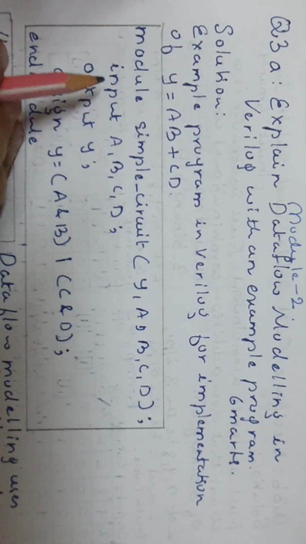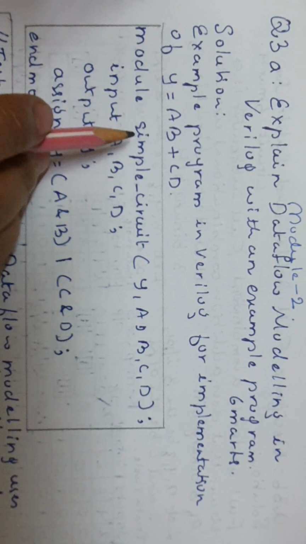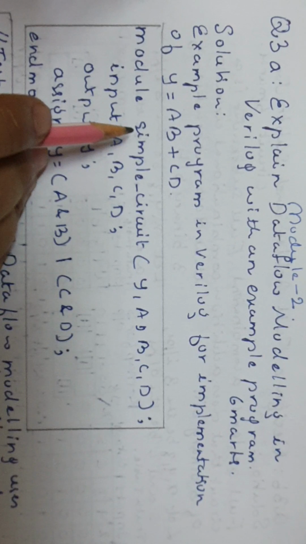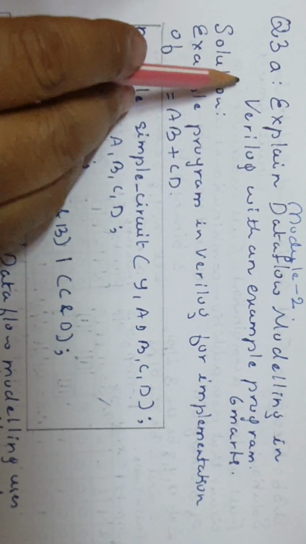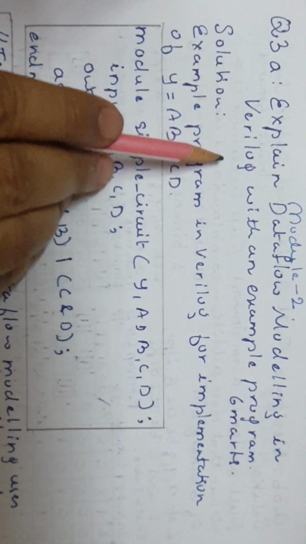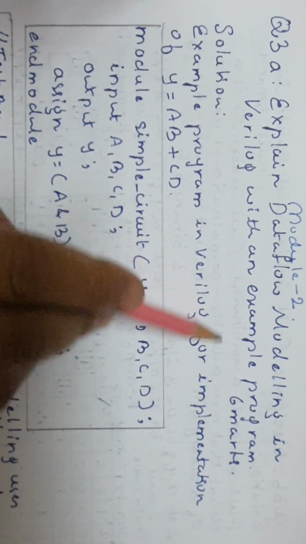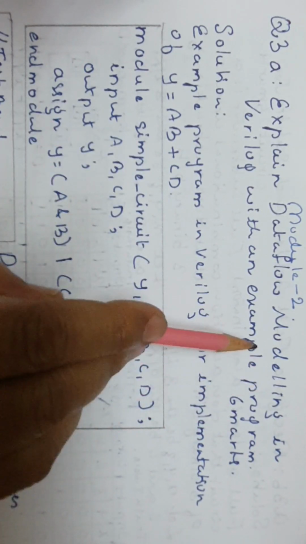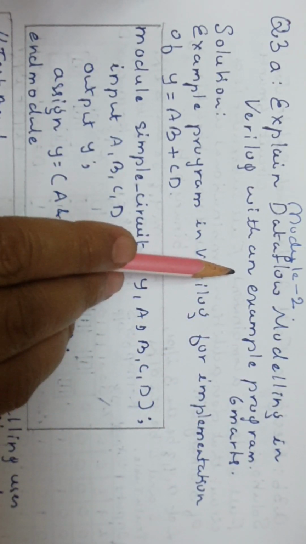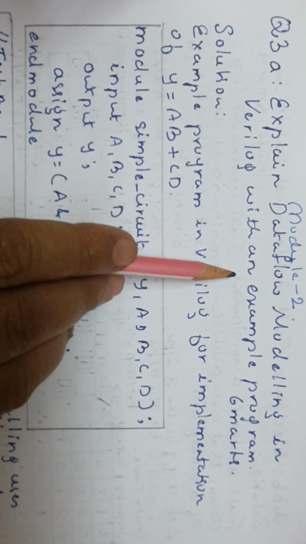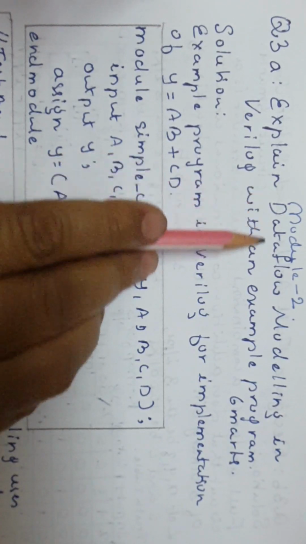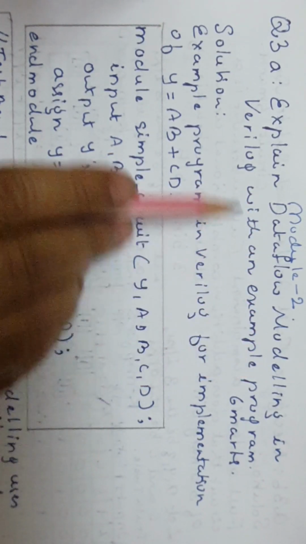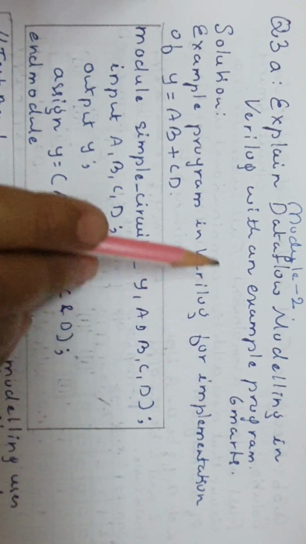Today we shall discuss model question paper set 2 of the subject Digital Design and Computer Organization, subject code BCS302. In that, question number 3A belongs to module 2: explain data flow modeling in Verilog with an example program, 6 marks. There are 3 models in Verilog, that is structural model, data flow model and behavioral model. Out of the 3, they have asked one: to explain data flow modeling in Verilog with an example program.